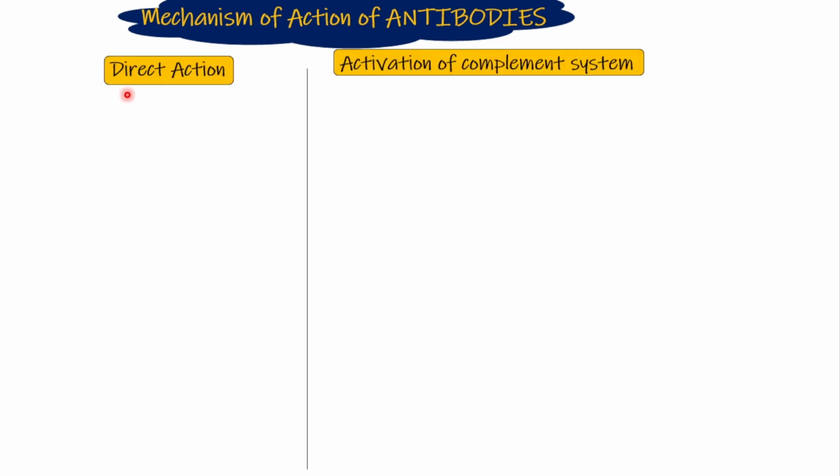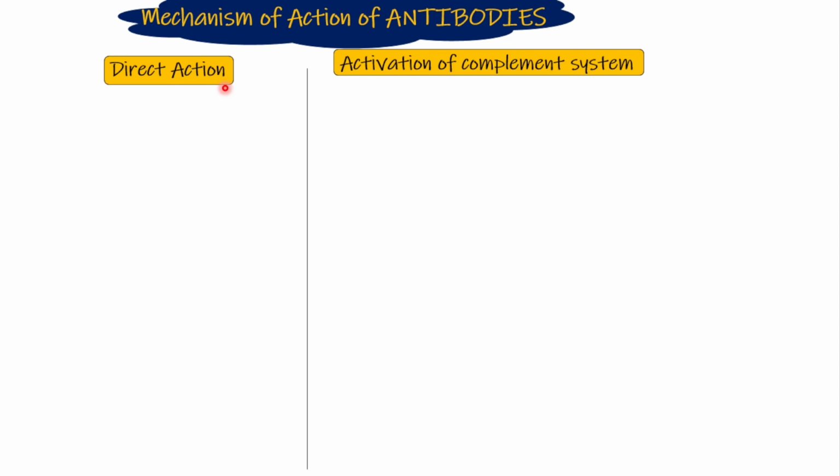One is the direct action, where the antibodies directly attack the foreign invaders, and the second one is the action of the complement system. So antibodies act in two ways. Number one is by directly attacking the foreign invaders, and second is by activating the complement system, and then the complement system basically attacks the foreign invaders.